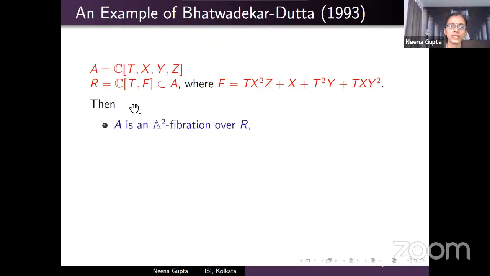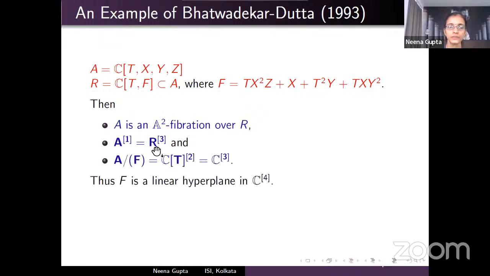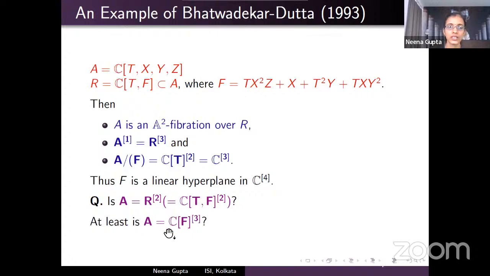Then they have proved that this ring A is an A2-fibration over the subring R, and after adjoining one more variable, it becomes a polynomial ring over R. And the fibers of F are all affine 3-space. So in fact, all the fibers of F are affine 3-space. And they raise this question whether A is a polynomial ring in 2 variables over R. Or at least, can you say that A is a polynomial ring over the subring C[F]?